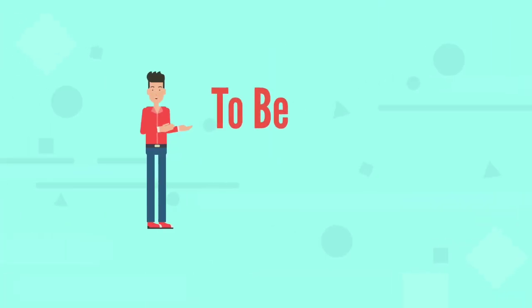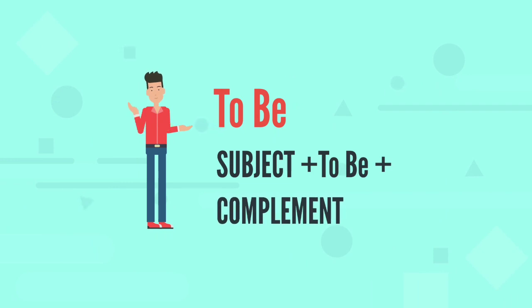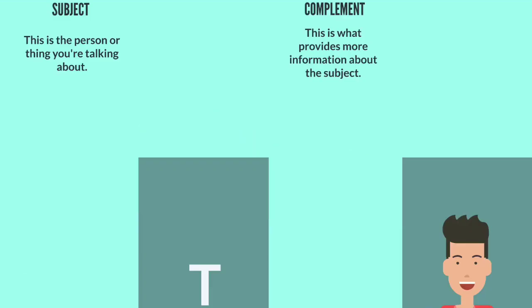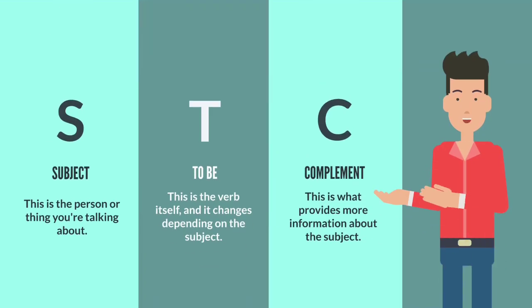The formula for "to be" is quite simple. Subject plus to be plus complement. Let's break it down further. Subject: this is the person or thing you're talking about. To be: this is the verb itself, and it changes depending on the subject. Complement: this is what provides more information about the subject.